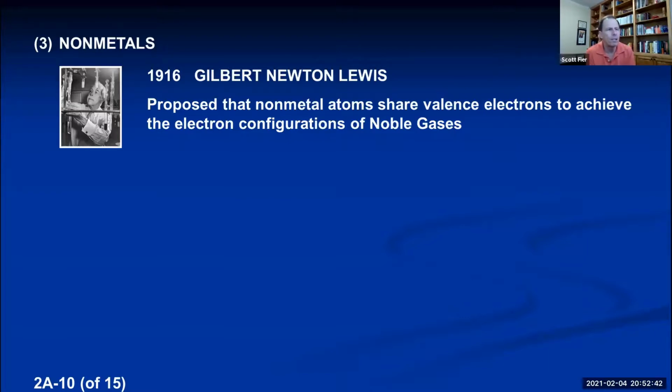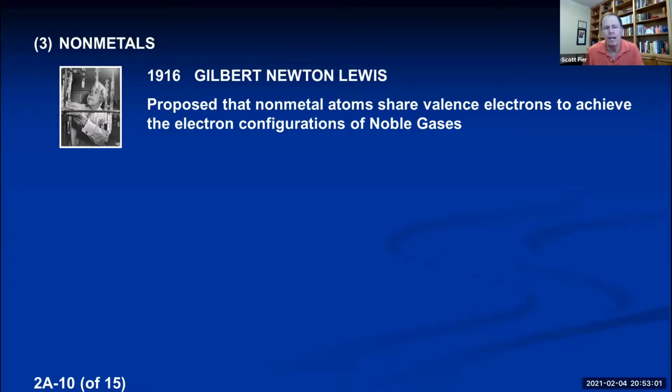Now, why would this make some sense? Well, nonmetals have very exothermic electron affinities. That means they have a strong attraction for electrons. So if you put two nonmetal atoms together, they both have attractions for electrons. Nobody's going to give it up. So they have to share, and that's what happens.